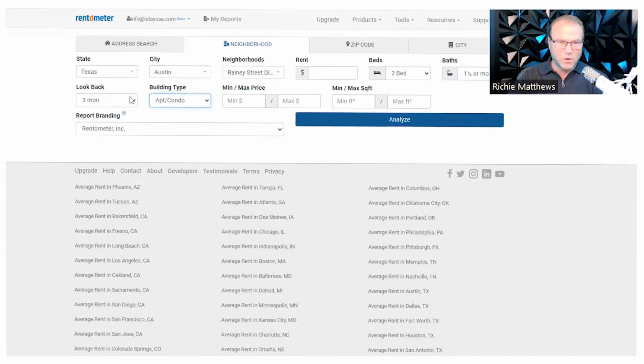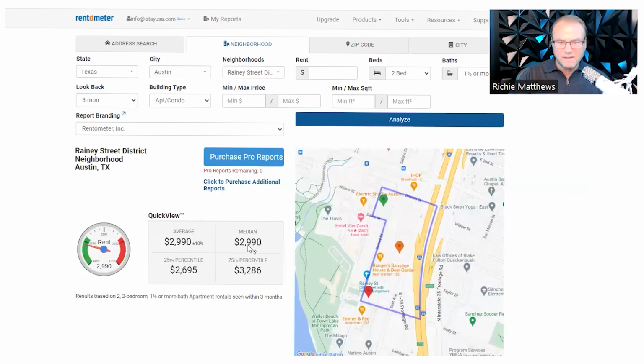Make sure that's turned on for apartment or condo. You only want to go back 3 months. I wish this could go back to 1 month, because if a market is in flux, if rents are going up or down, then this number could be inaccurate. This is lagging data, and I don't like lagging data, but this is the best we can do. Now we hit analyze, and it's telling us that the median rent in this market is $2,990.